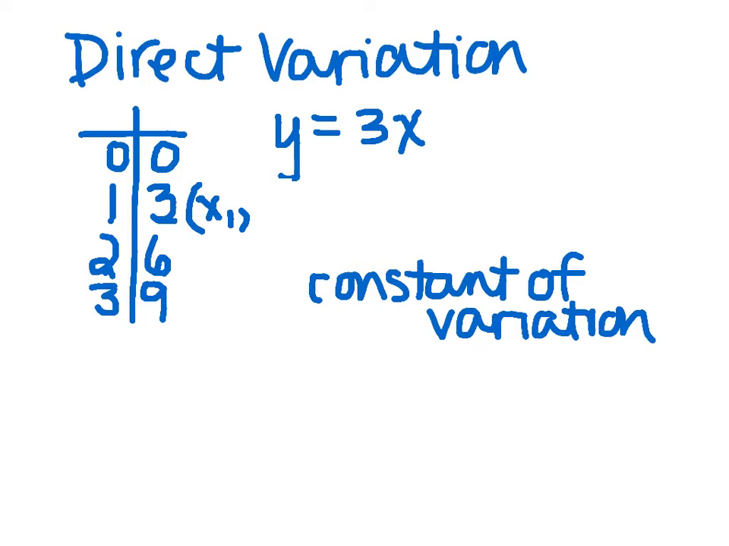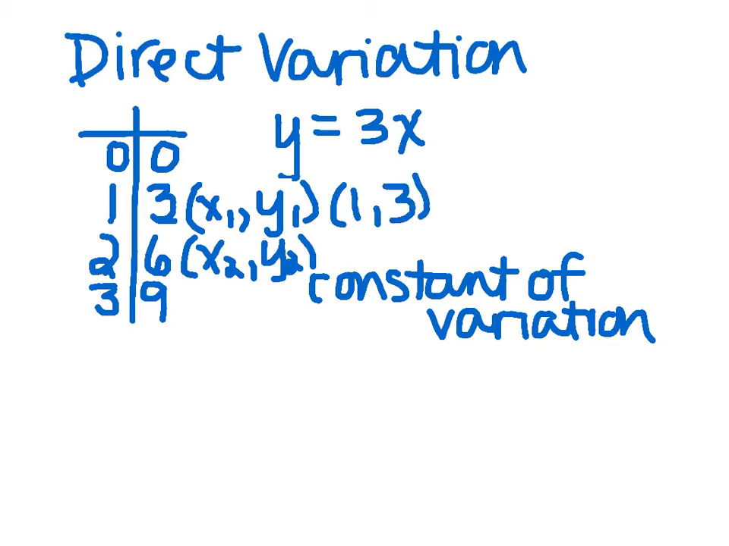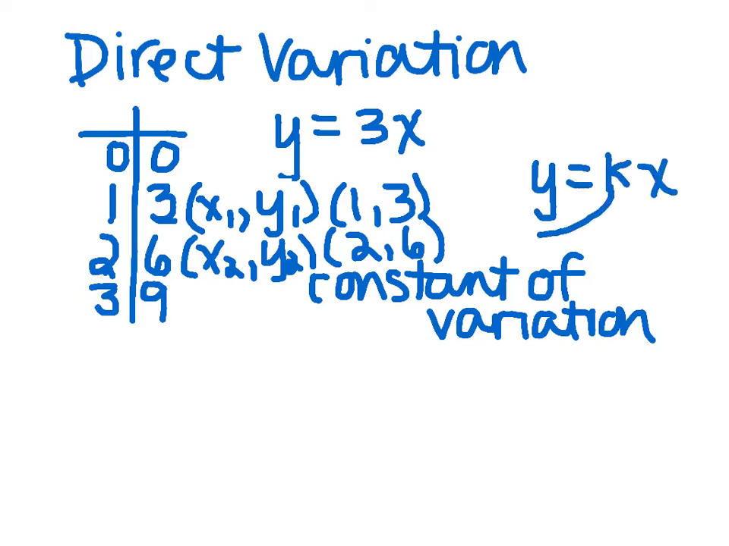X sub 1, y sub 1. And let's call this one x sub 2, y sub 2. That just means this is an ordered pair. This ordered pair 1, 3, and this ordered pair 2, 6 is like this. So I'm going to re-put this here. Y is equal to a constant times x, and the k is called the constant of variation.